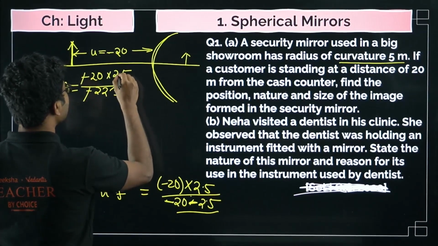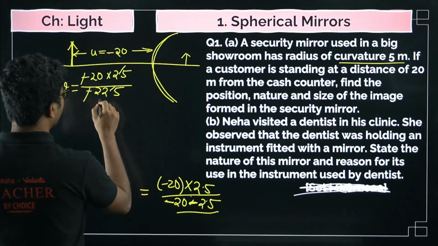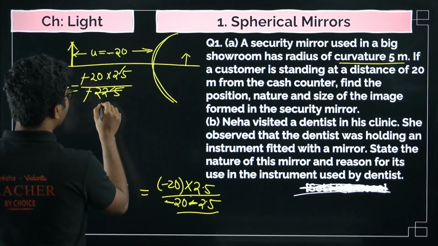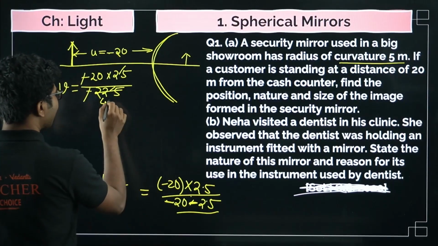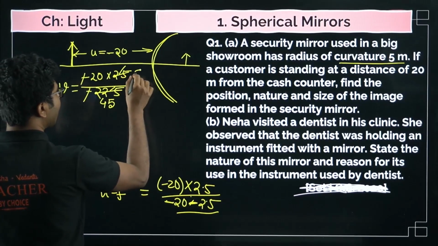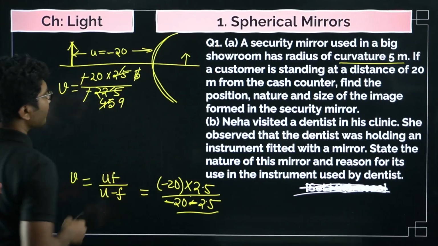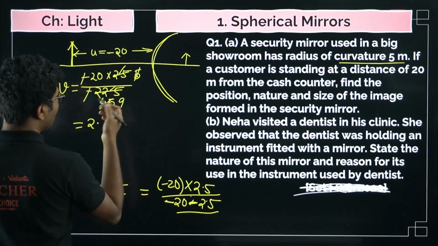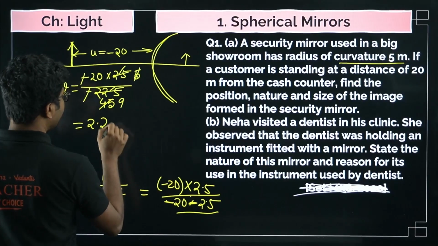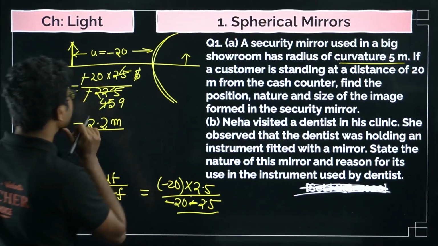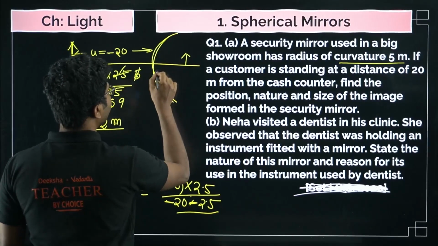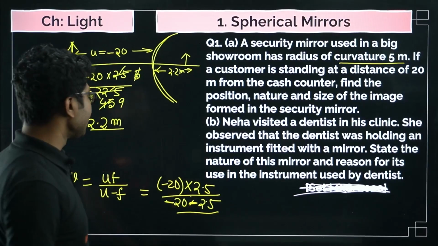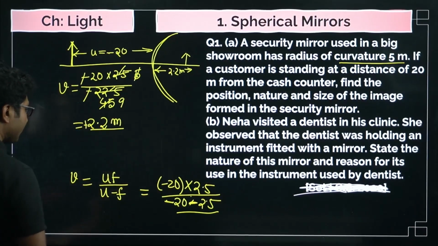So this decimal is gone. Then what you can do is 25 is 5 4s are 20, 5 5s are 25, so it will be 5 9s are 45. Okay, so if you do this, 20 by 9 is 2.2, so v will be 2.2 meters. So distance from the mirror will be 2.2 meters, positive. That means definitely it is a virtual image. V sign positive means it's a virtual image for a mirror, right?